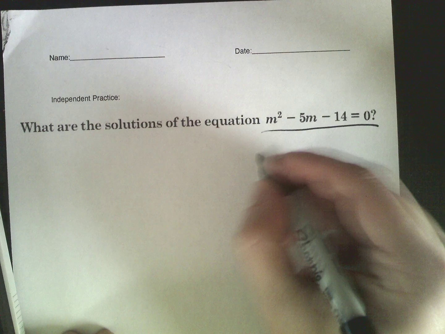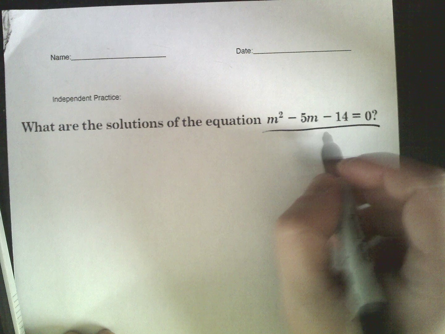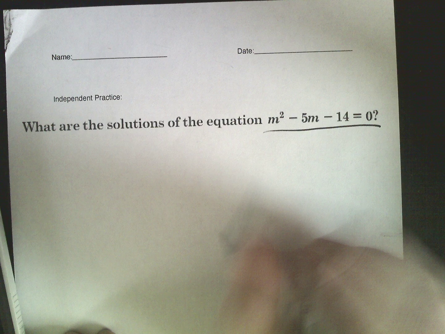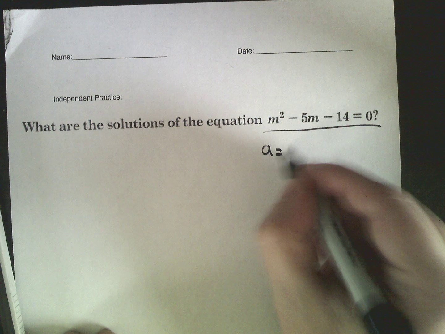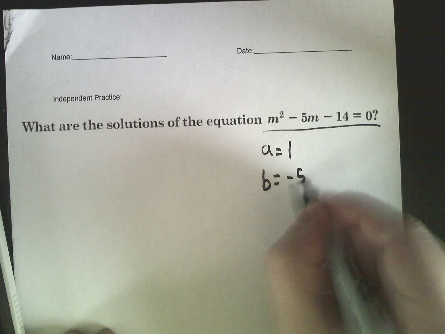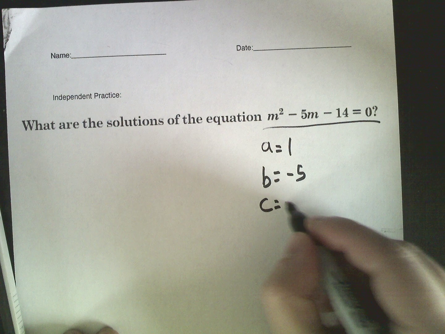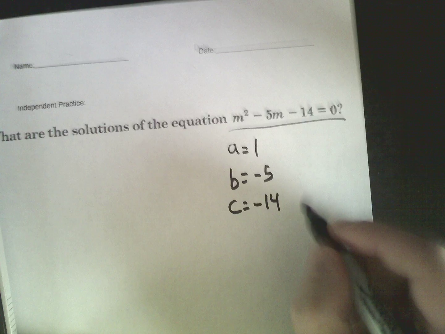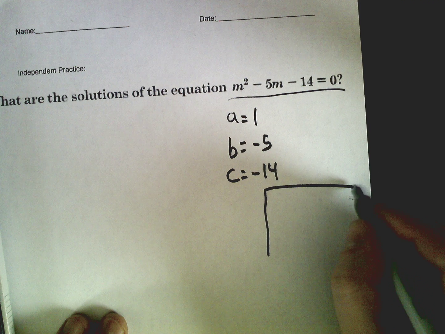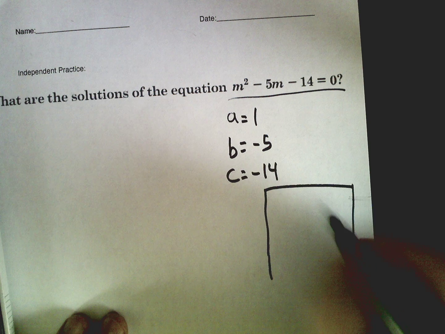Okay, well, let's think about this. I've got my formula here. This is my quadratic, my polynomial. My A is just 1, my B is negative 5, and my C is negative 14. Now, if I make a little chart here, I've got to figure out a number.